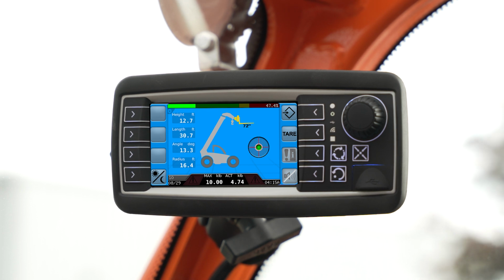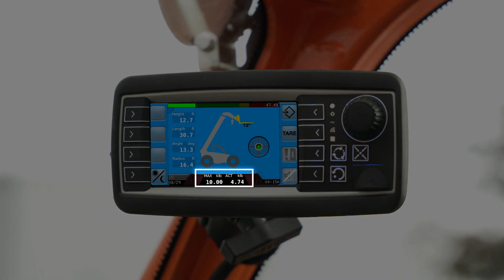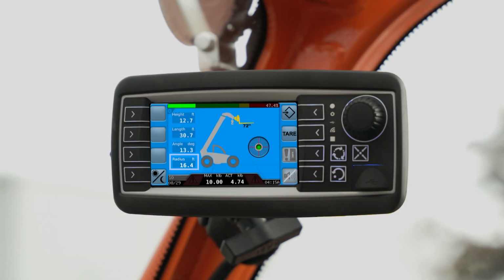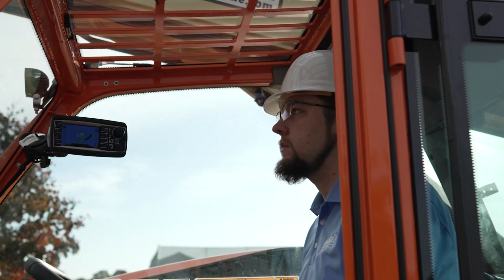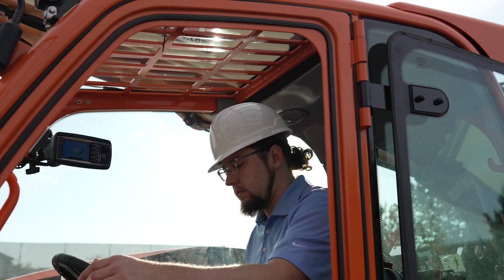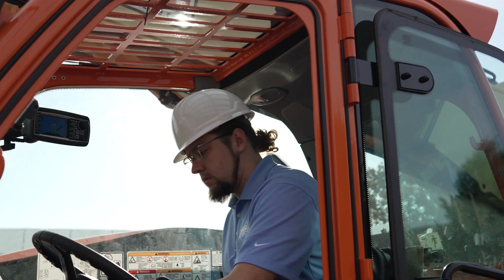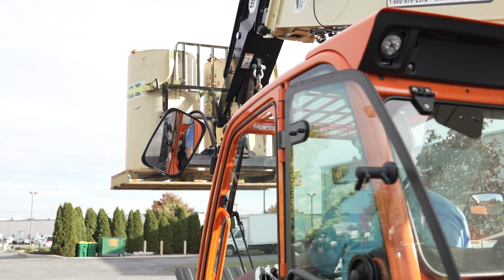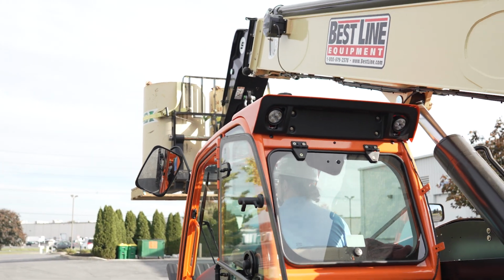The 4.3-inch color graphic console provides the operator with actual and allowable load, boom height, boom length, boom angle, and load radius. The console displays the maximum rated capacity for the current machine position, compared to a digitalized version of the load chart. It can be placed either inside or outside of the cab, and should be installed in a location that is within easy view of the operator during machine operation.